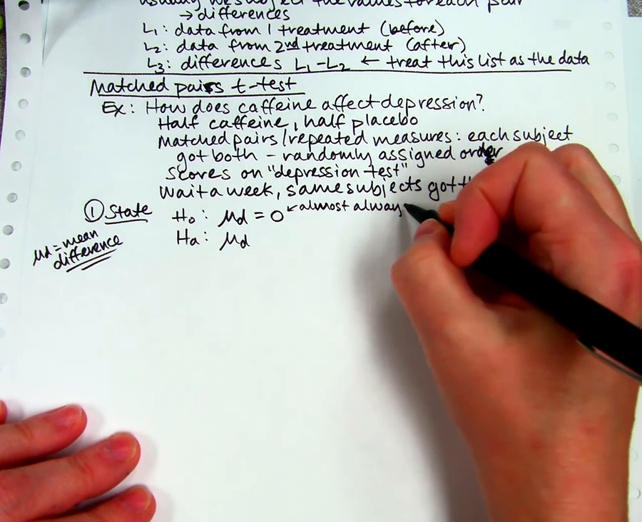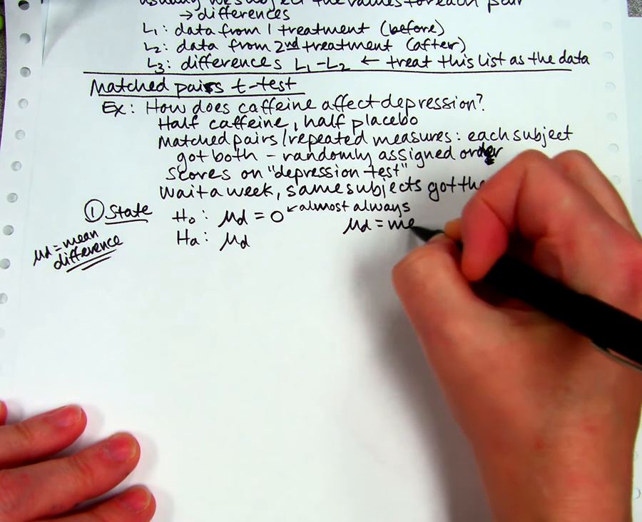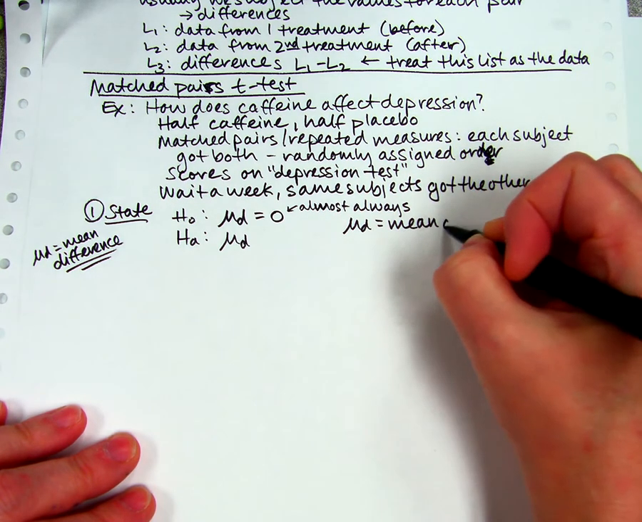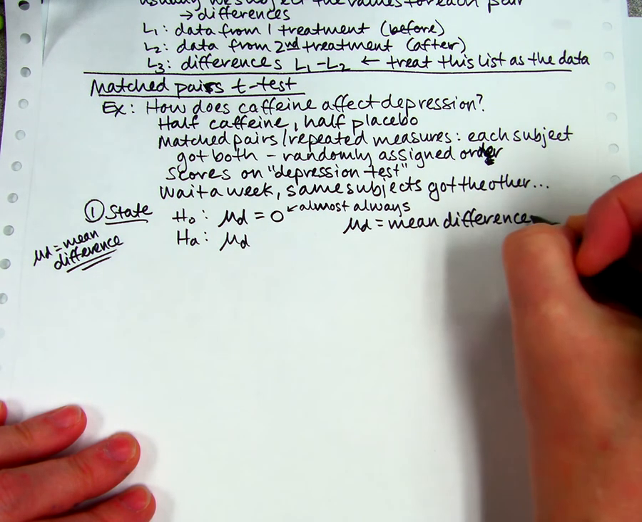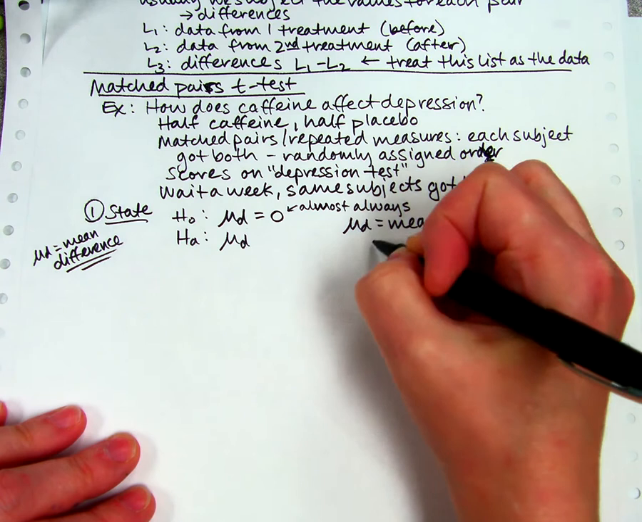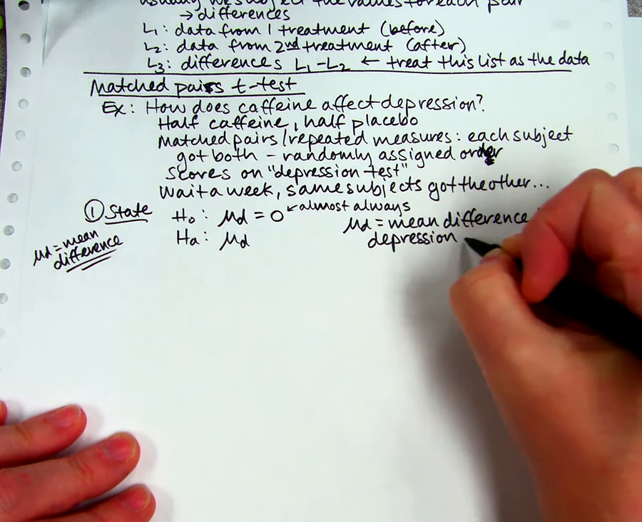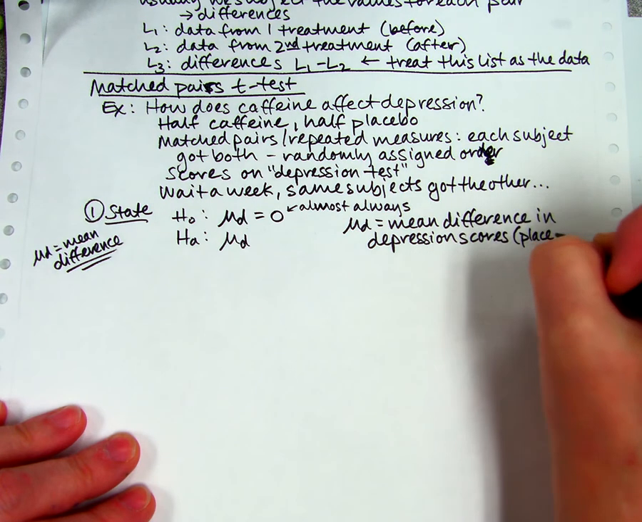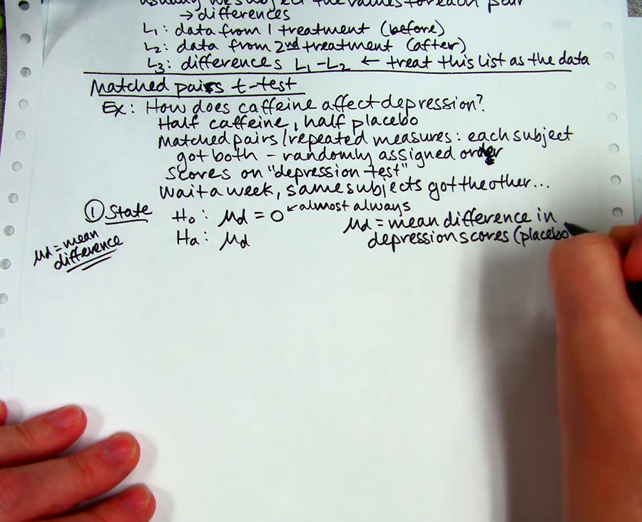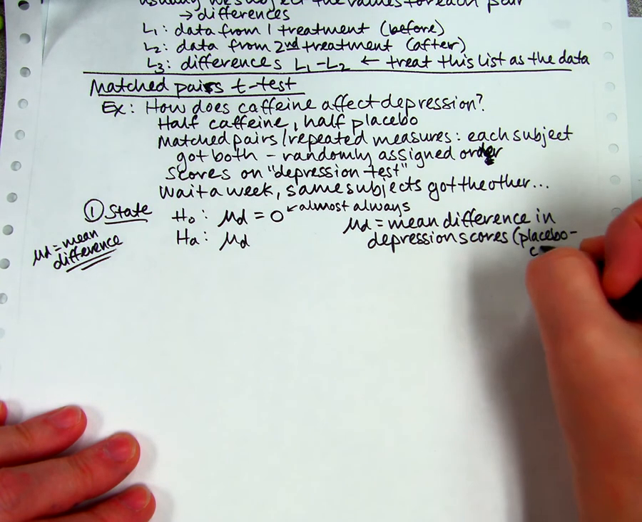The mean difference is officially the mean difference between the scores and depression scores. Try not to get depressed about that. And we're going to do placebo minus caffeine because we think that the placebo is going to cause more depression than the caffeine, I guess.